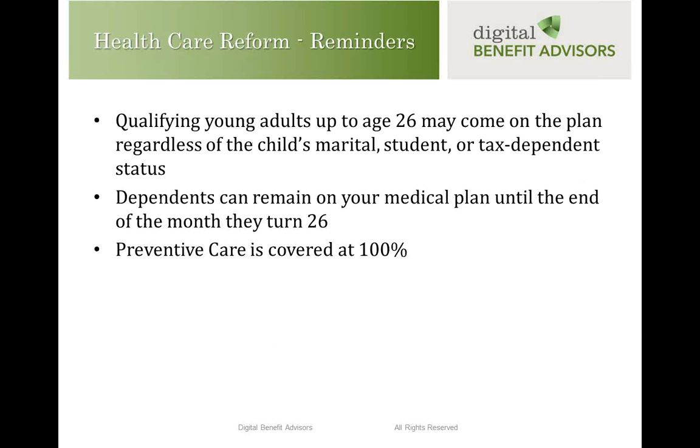Just a few healthcare reform reminders. This is nothing new. Qualifying young adults up to age 26 may come on the plan regardless of the child's marital, student, or tax-dependent status. The dependent can remain on your medical plan until the end of the month they turn 26. So this is not the end of the year in which they turn 26. This truly is after their 26th birthday, the end of that month, they would terminate off the program.